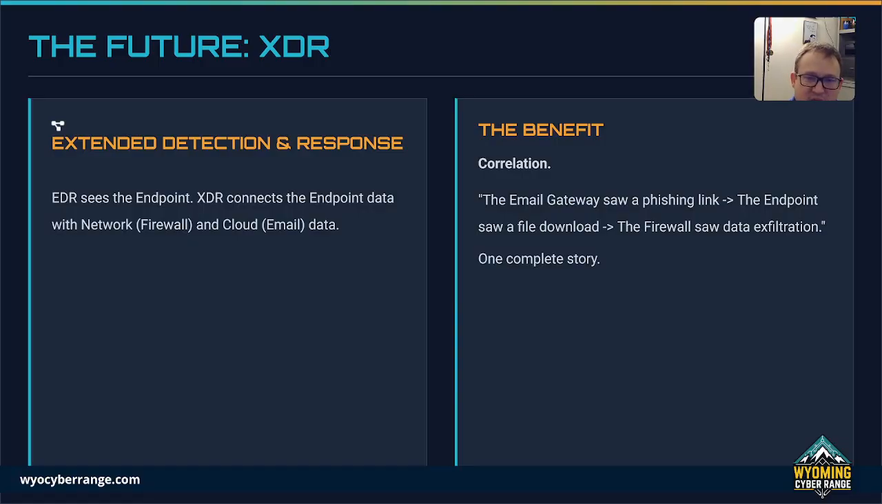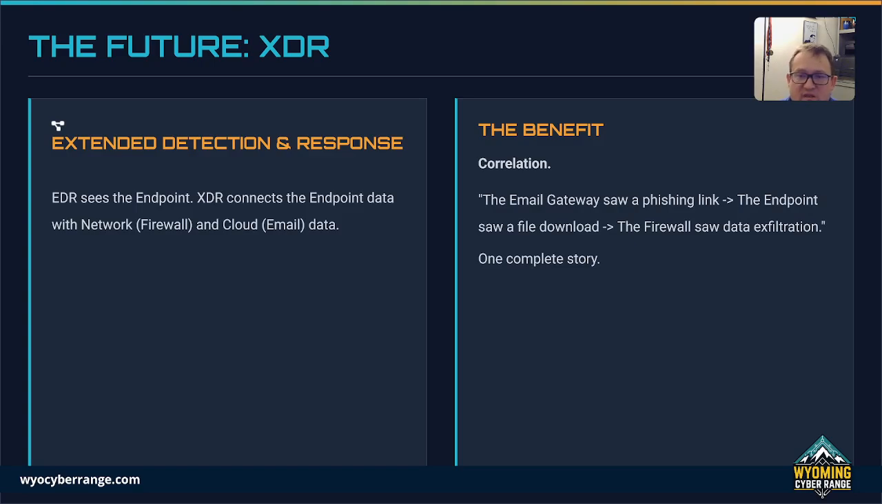Now, if the EDR is the present, the XDR, extended detection and response, is the future. EDR only sees the endpoint, and XDR connects to the data with the network firewall and even the cloud systems such as email. Now, the benefit here is going to be correlation. Instead of 3 separate alerts, the XDR can tell us one story.